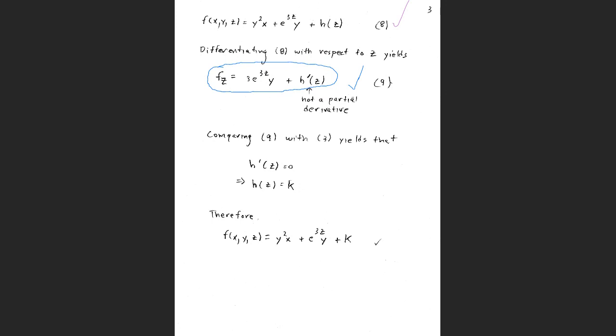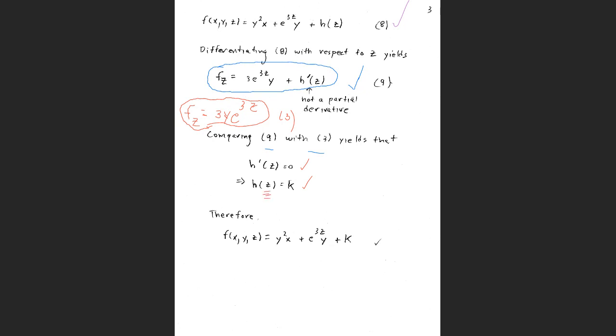So we get this equation 9, and we'll compare equation 9 with equation 3. So equation 3, I think I have enough room to write it in that little space there. Equation 3 said that the partial derivative of f with respect to z equals 3 times y times e to the 3z power. So if you compare equation 3 with equation 9, that means then that h prime of z would have to equal 0, and the antiderivative then, which would be h of z, would equal constant k.